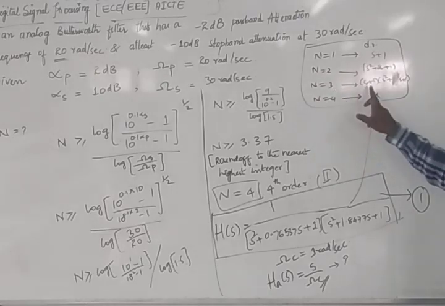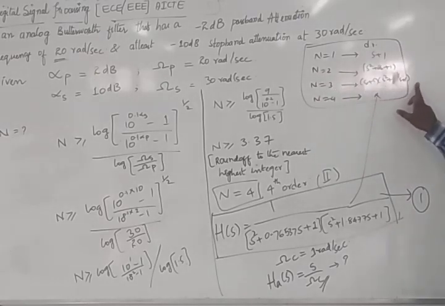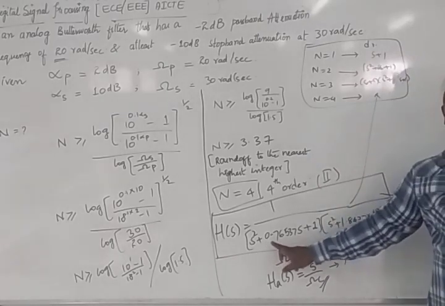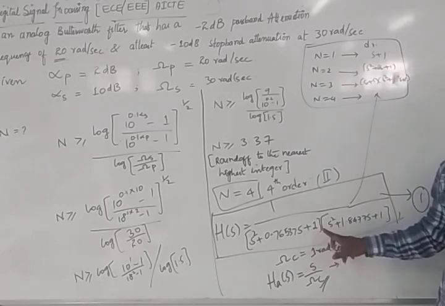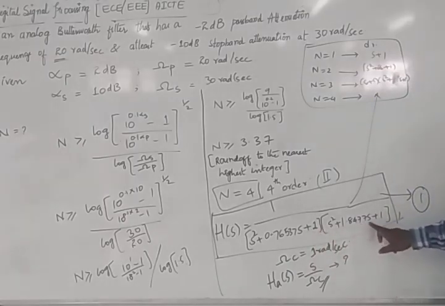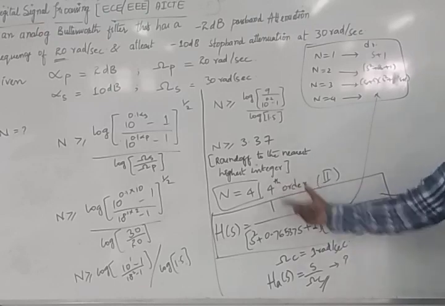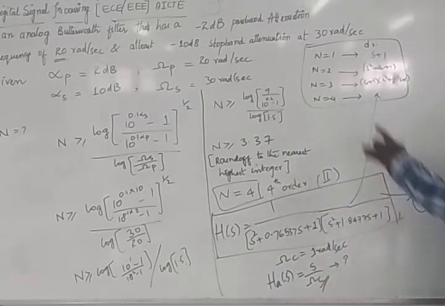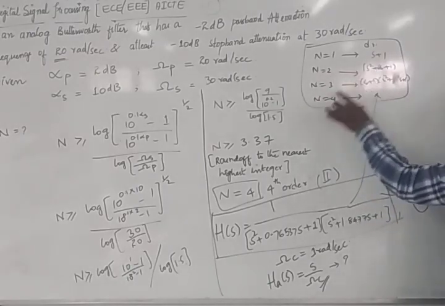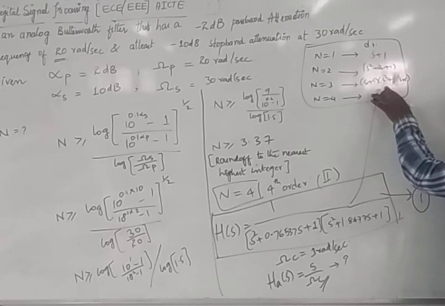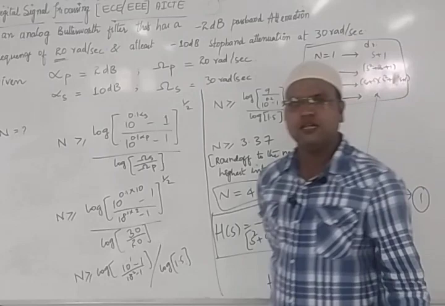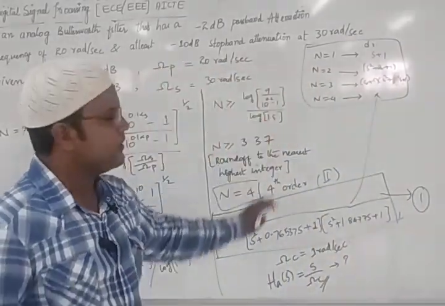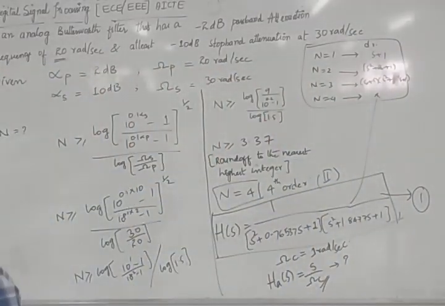N equals 3, s plus 1 into s square plus s plus 1. N equals 4, s square plus 0.7636537 s plus 1 into s square plus 1.8477 s plus 1. So these two we have to put for fourth order. N equals 1 means the power would be 1. N equals 2 means the power would be 2. N equals 3 means s into s square would be s power 3. N equals 4 means s square into s square, s power 4. This is the way these polynomial values have been obtained.